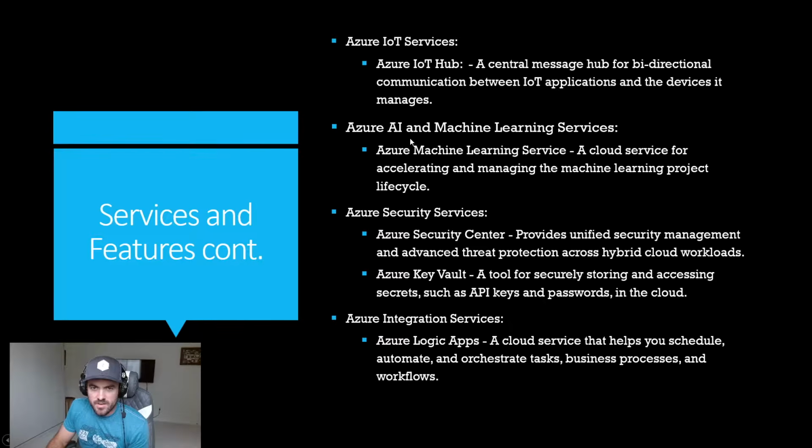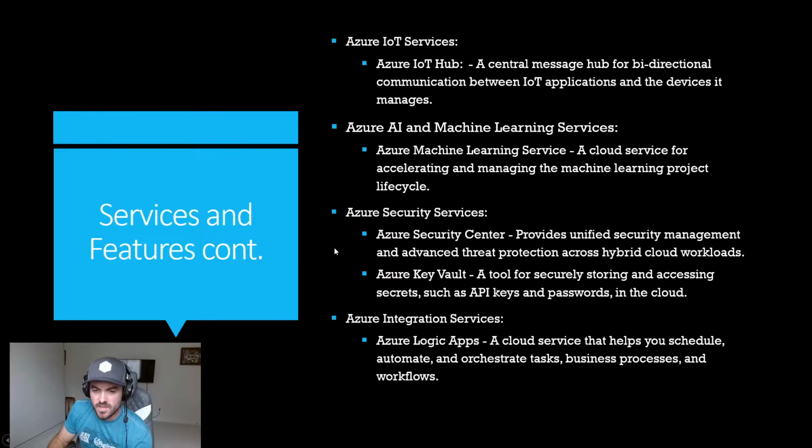Azure AI, artificial intelligence, and machine learning, ML services. You've got ML service, which is a cloud service for accelerating and managing the ML project lifecycle. Security service, you've got Security Center, which provides a unified security management and advanced threat protection across hybrid cloud workloads. You've got Key Vault, which is a tool for securely storing and accessing secrets such as API keys and passwords in the cloud. Okay? Azure Integration Services.